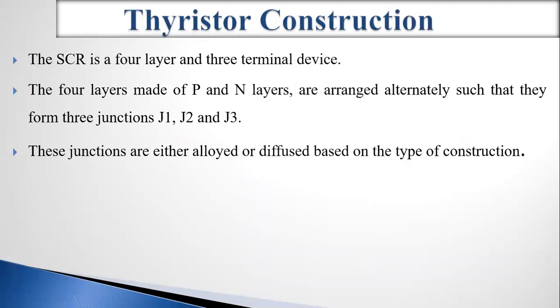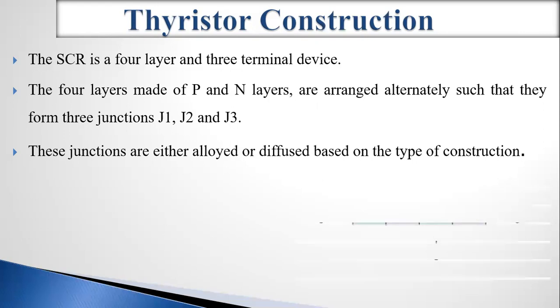Now, the SCR is a 4-layer and 3 terminal device. The 4 layers are made up of P and N layers arranged alternately such that they form 3 junctions: J1, J2, and J3. The 4 layers mean PNPN, and the 3 terminals are anode, cathode, and gate. These junctions are either alloyed or diffused, based on the type of construction.